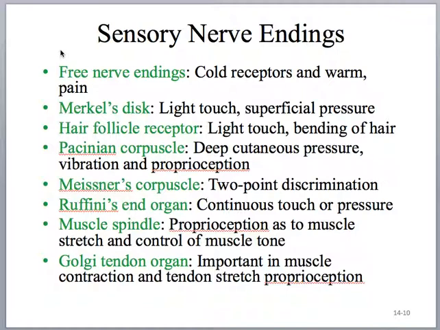And so here it just shows a list of the sensory information that they respond to. I would like for you to be aware of these types of stimulus. For example, Meissner corpuscle responds to two-point discrimination. That is the ability to detect stimulation in two distinct receptor fields by touching at two points of the skin, which is Meissner corpuscle.